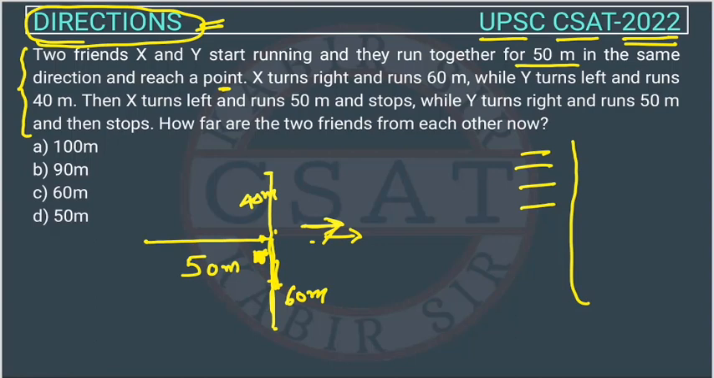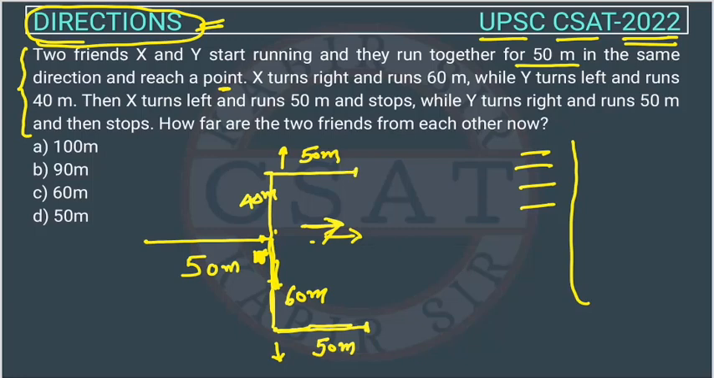Then X turns left. Now X is facing this side, so his left will be this side. He takes a left turn and runs again 50 meters and stops here. While Y turns right, Y is facing this side, so the right of Y will be this side, and he runs 50 meters. He is also running 50 meters, right? And then he stops here.